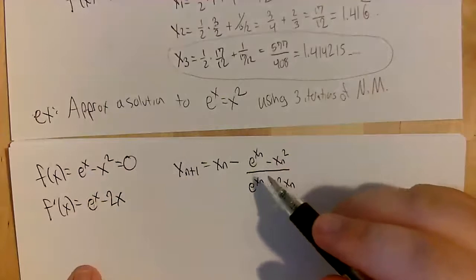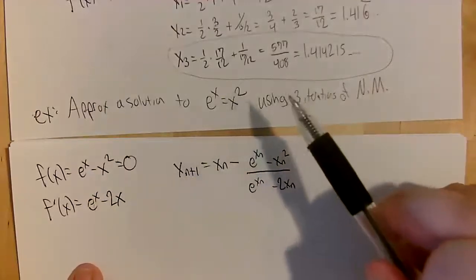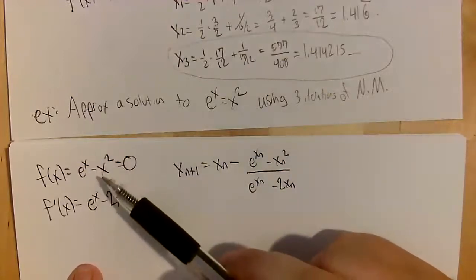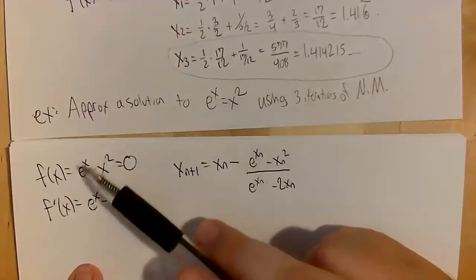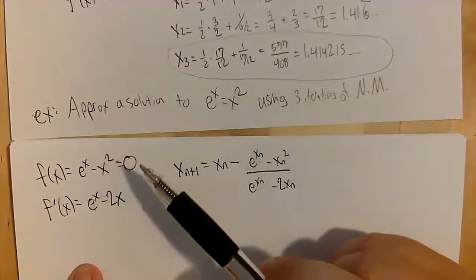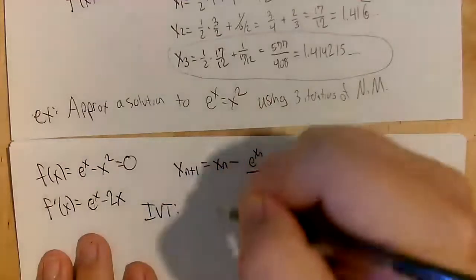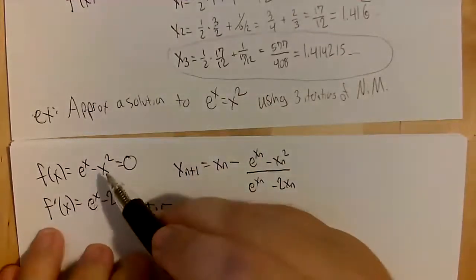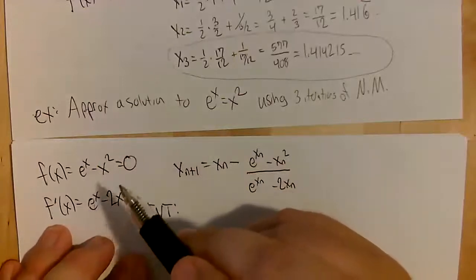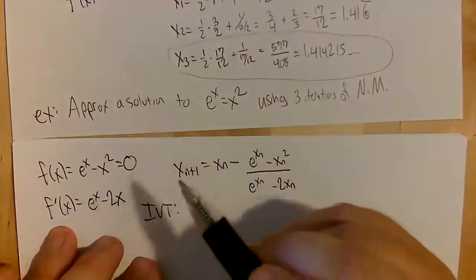All right, now I need to make an initial guess. Now, unlike the other time where I at least had some idea of how big the square root was, looking at this problem immediately, I don't really necessarily know where a root for this might happen. So if you're having trouble coming up with an initial guess, you can use things like the intermediate value theorem to help you. So e to the x minus x squared is a continuous function. So that means that if it's below 0 at one point and above 0 at another point, the root must be in between those two.